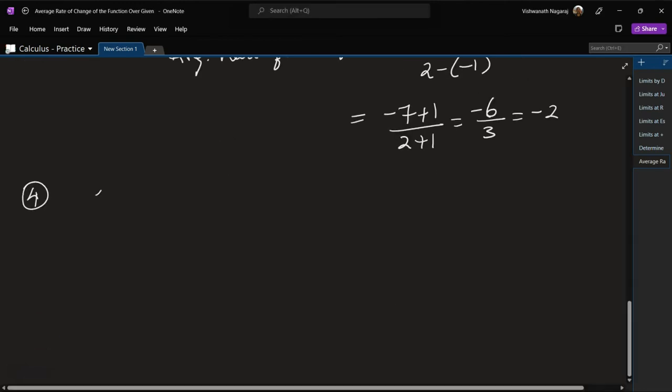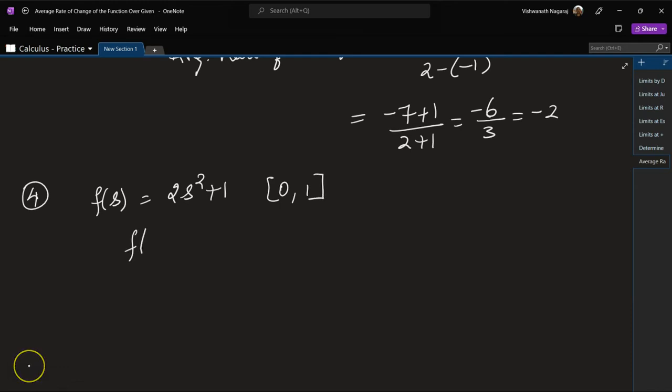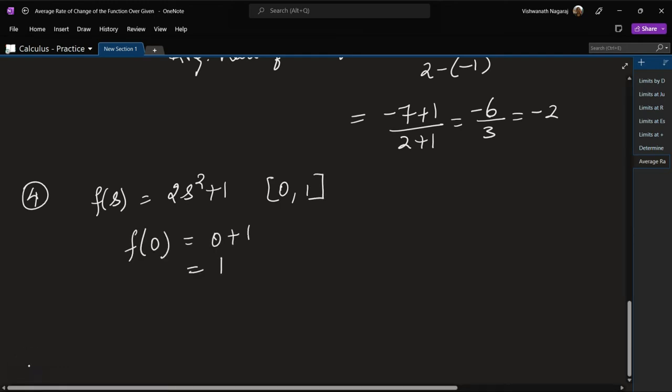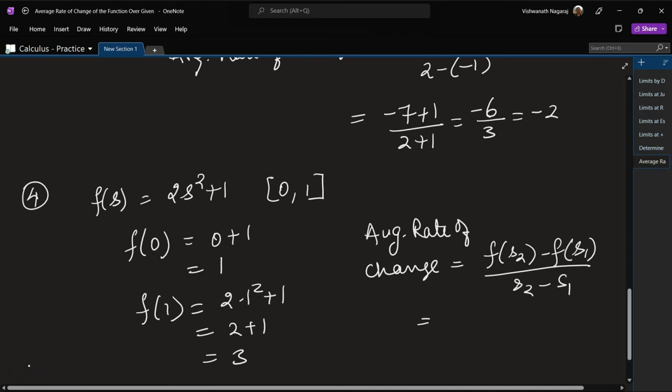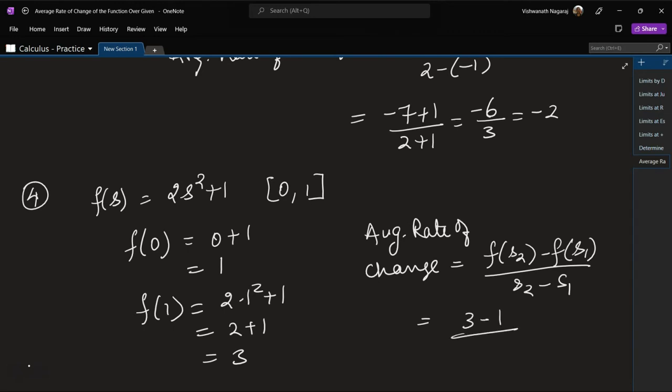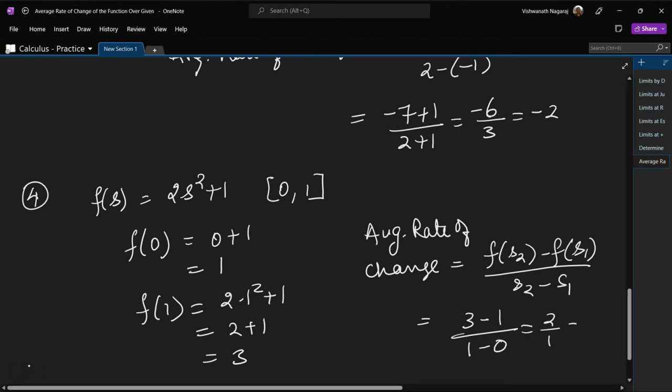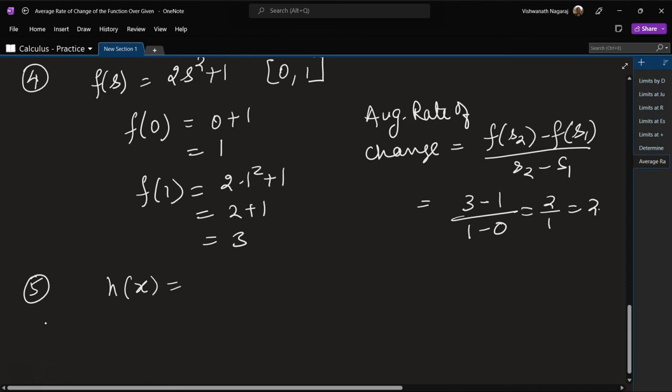Okay, fourth one. f of s is equal to 2s square plus 1 in the interval 0 comma 1. So f of 0 is equal to 0 plus 1, which is 1. f of 1 is equal to 2 times 1 square plus 1, which is 2 plus 1, which is 3. So average rate of change is equal to f of s2 minus f of s1 by s2 minus s1. So this is going to be 3 minus 1 by s2, which is 1, minus 0, which is 2 by 1, which is 2.